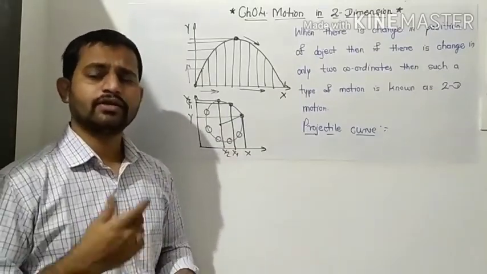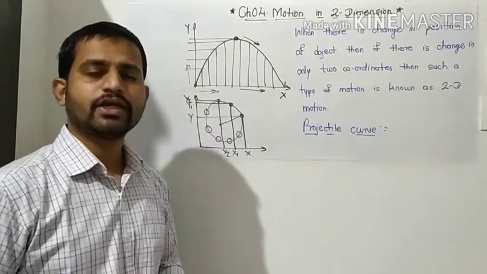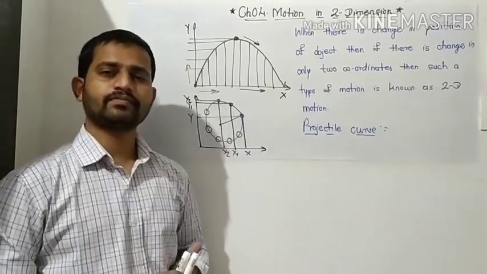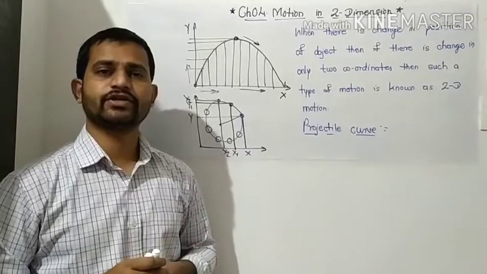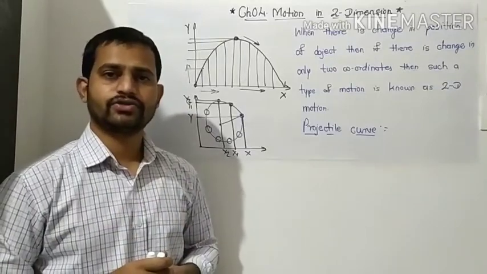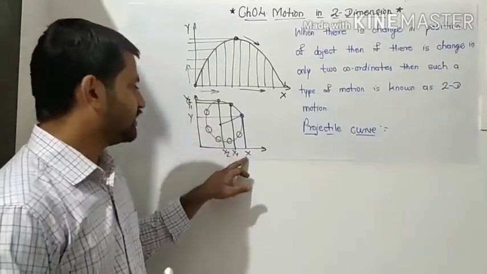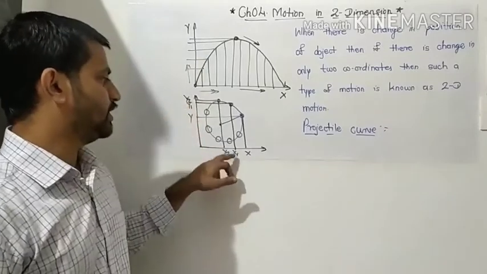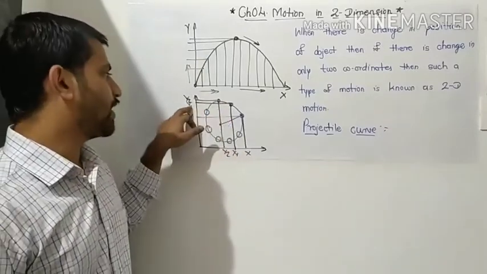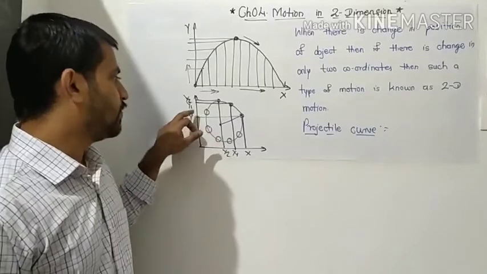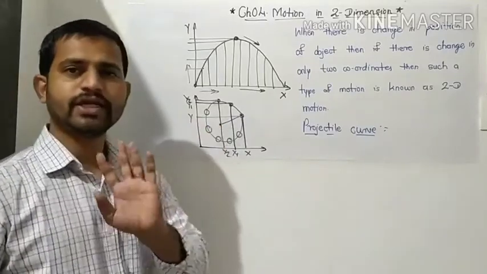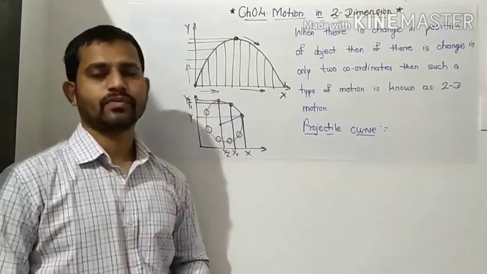When the stone is changing its position, there is only a change in the 2 coordinates of that stone. Only the x coordinate is changing, the y coordinate is changing. Here the x coordinate is changing, the y coordinate is changing. Here too, the x coordinate and y coordinate are changing. So there is a change in only 2 coordinates.